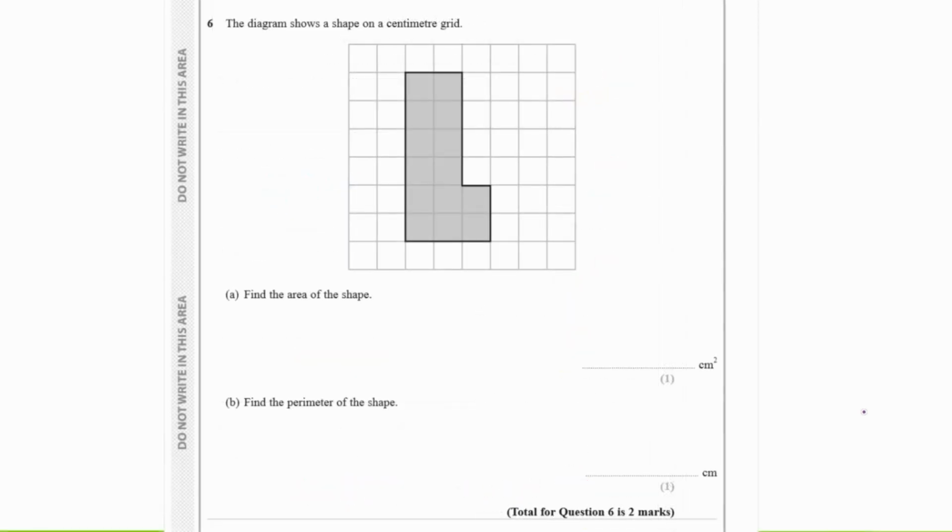Question 6. The diagram shows a shape on a centimeter grid. Part A, find the area. So we know that in order to find the area, we just have to count the boxes inside the shape. So this would be 1, this would be 2, 3, 4, 5, 6, 7, 8, 9, 10, 11, 12, 13, and 14. And therefore we can say that the area of the shape is 14 centimeters squared.